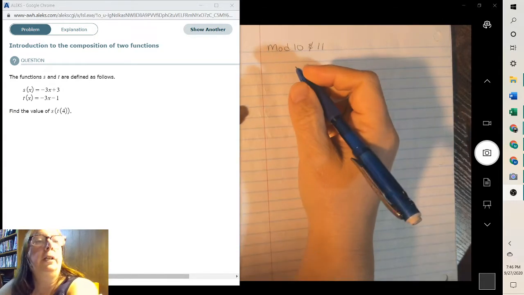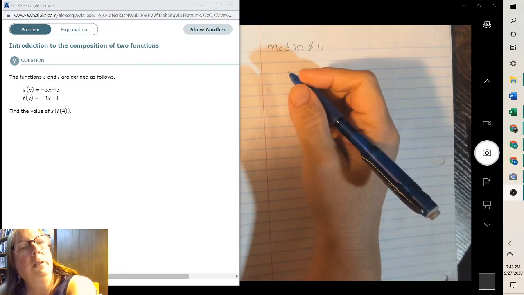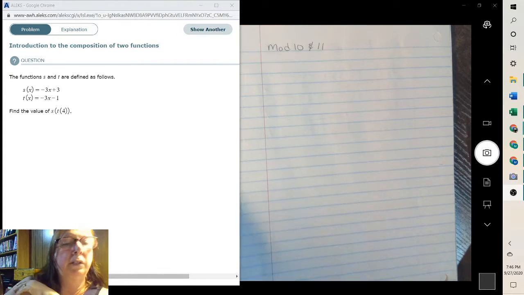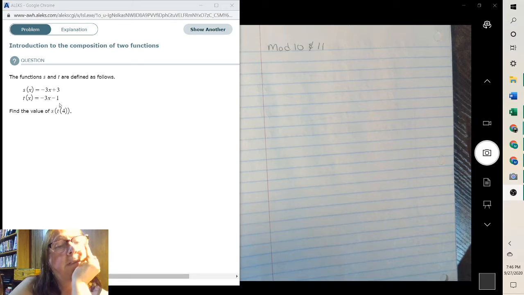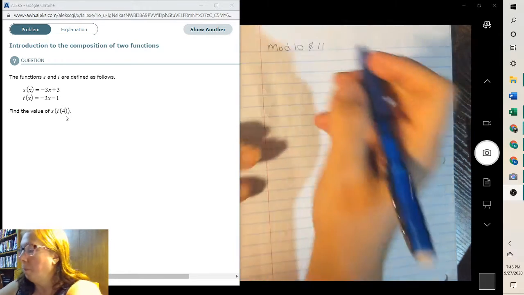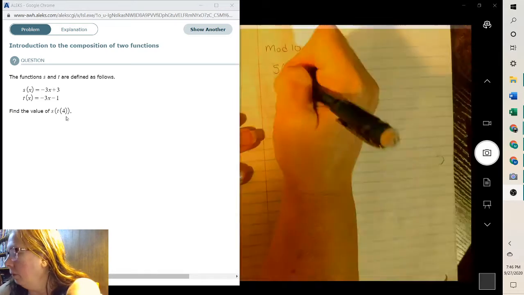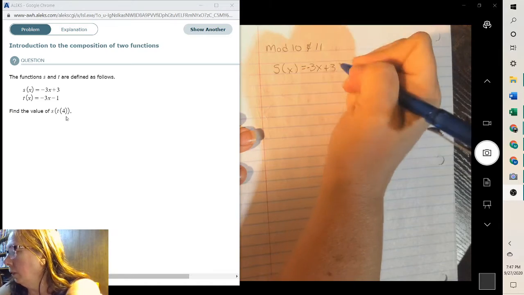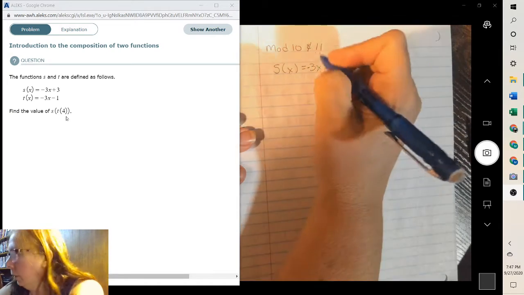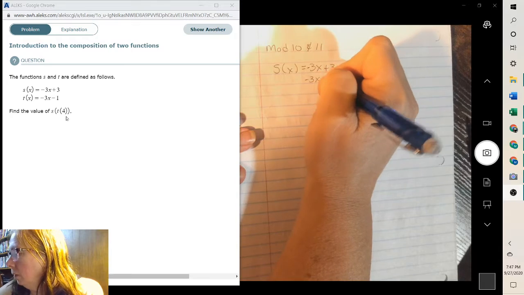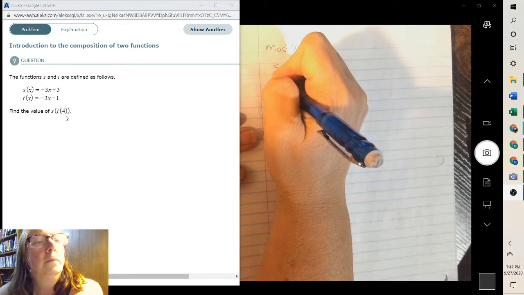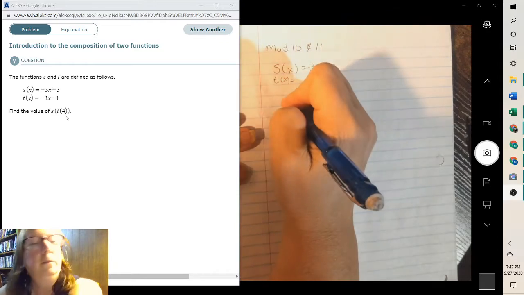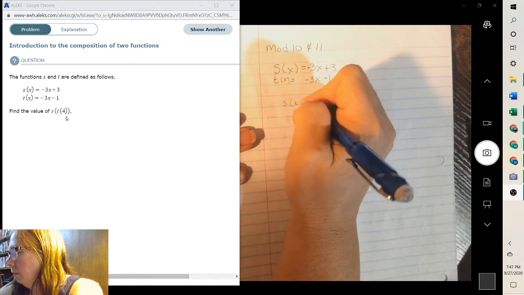So the first one is just the introduction, and what composition does is you're plugging one function into another one. So we're plugging t into s. If we have s of x equals 3x plus 3, and t of x equals negative 3x minus 1, we want to find s of t of 4.